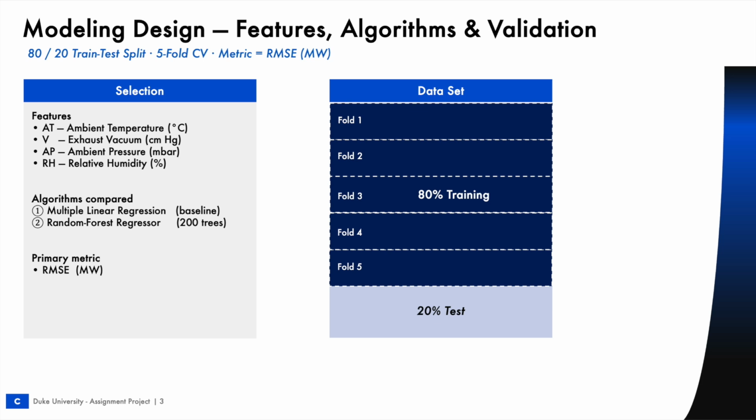Fair comparison. First, we park 20% of the rows as a blind test set. On the remaining 80%, we run 5-fold cross-validation. Each fold gets a turn as the validation slice, while the other 4 folds train. That gives 5 independent RMSE scores per model, averaged to decide the winner. Let's see which model comes out on top.